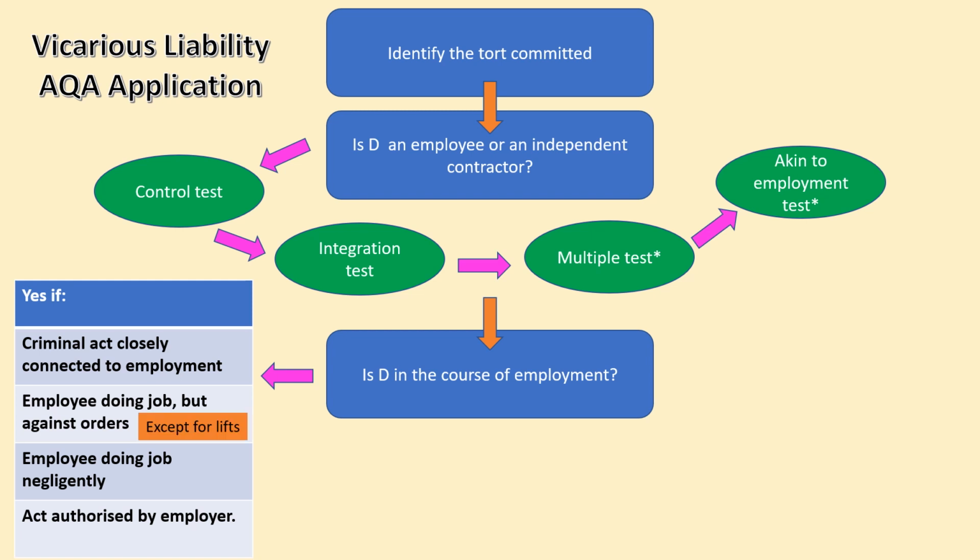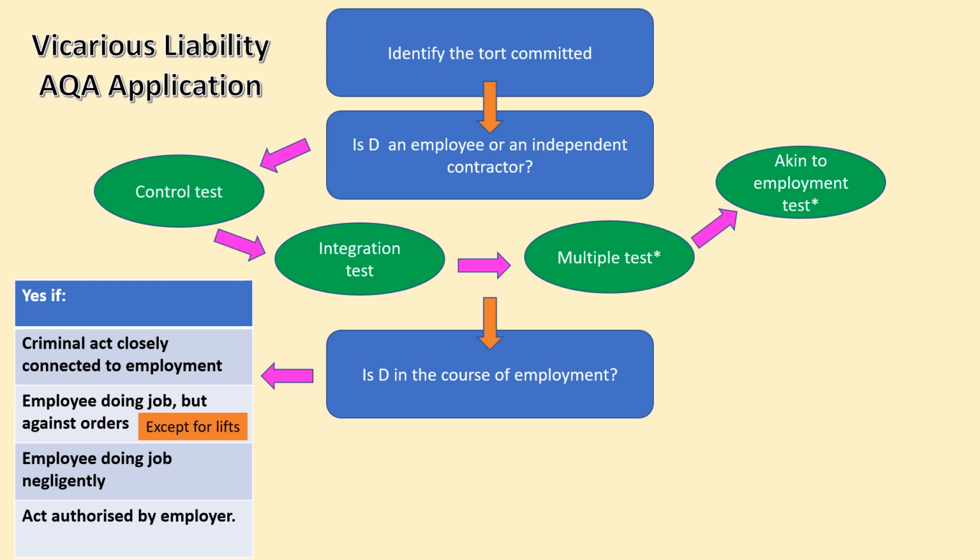Now, an employee does a job, but against orders. You're looking at negligence here. So they're doing something, but they are doing it in a way that they're told not to. They will still be liable, except for cases where there are lifts. An employee doing a job negligently, that is exactly the kind of thing you're going to be looking at. So they're doing the job negligently, that is when they're going to be liable. And just a quick note on the except for lifts, this is lifts in a vehicle.